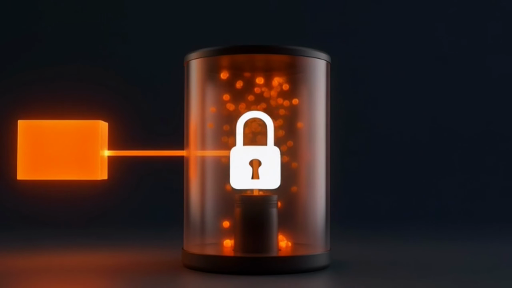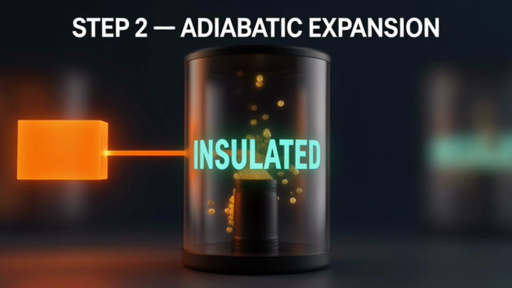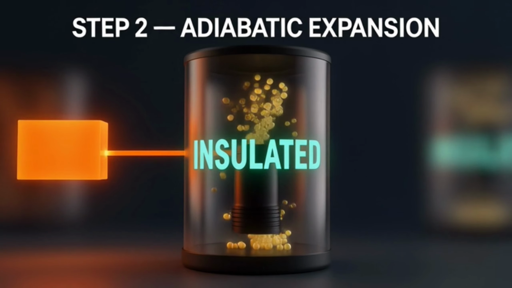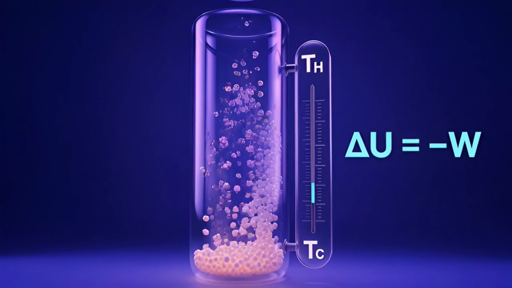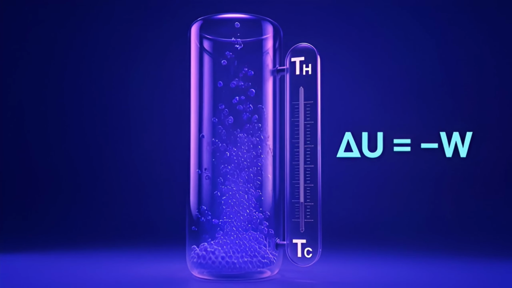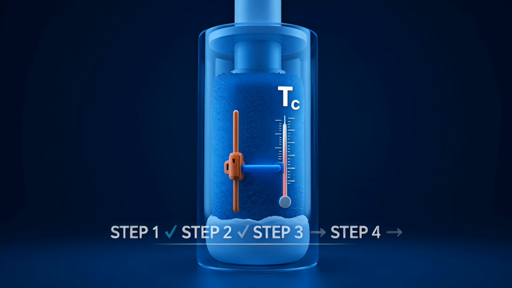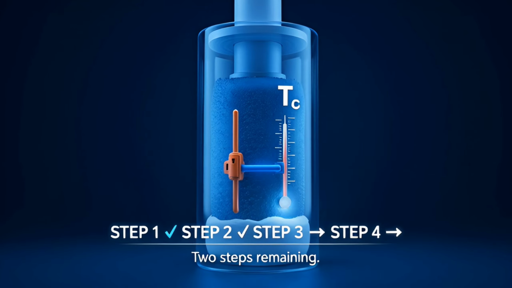Step 2. The cylinder is now insulated. Zero heat exchange. The gas continues expanding on its internal energy. As the gas expands with no heat input, its internal energy decreases, and temperature drops steadily from TH all the way down to TC. The gas has expanded fully and reached TC. Now the cycle must reverse. The piston compresses the gas back.